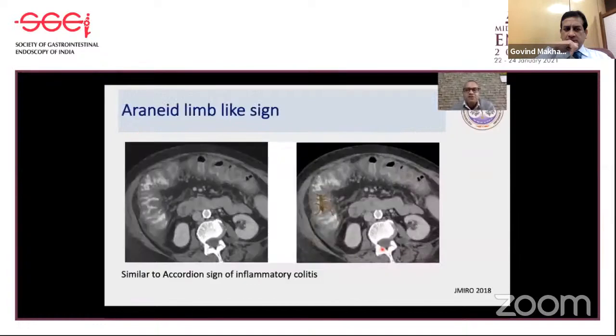Similarly, the radiologic features are also not very specific. They may merely represent the thickening of the bowel or destruction of some of the layers of the bowel, or strictures which might have developed because of the disease. Some signs have been described with eosinophilic gastroenteritis, and here you can see thickening of the colonic mucosa, and then this arachnid limb-like sign, which is similar to the accordion sign reported in inflammatory colitis.